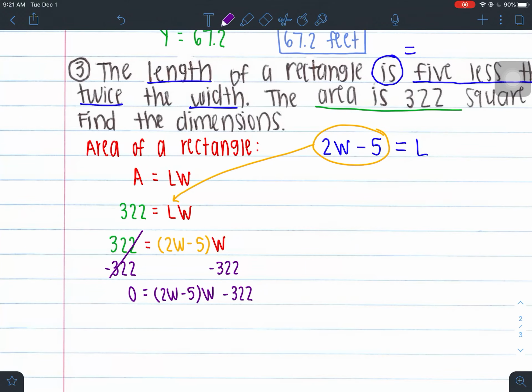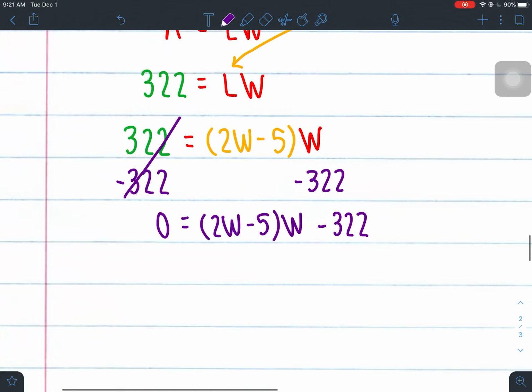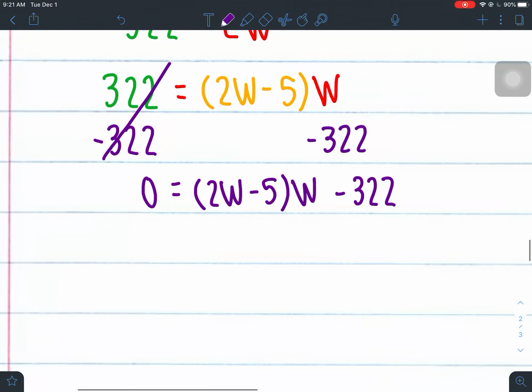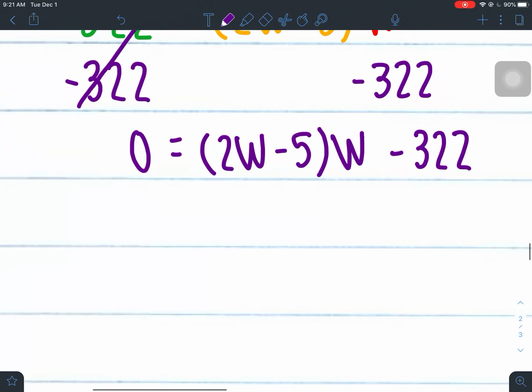Okay, so again, how do we get here? We know the area of a rectangle, and the problem gave us the area. Then we knew the other equation because they told us at the very front end, and I just translated that backwards. Then I used substitution. It said L equals 2W minus 5, so I plugged that in for L. But I want to use my graphing calculator to help me, so I need to get it equal to 0. So I have it equal to 0 now.